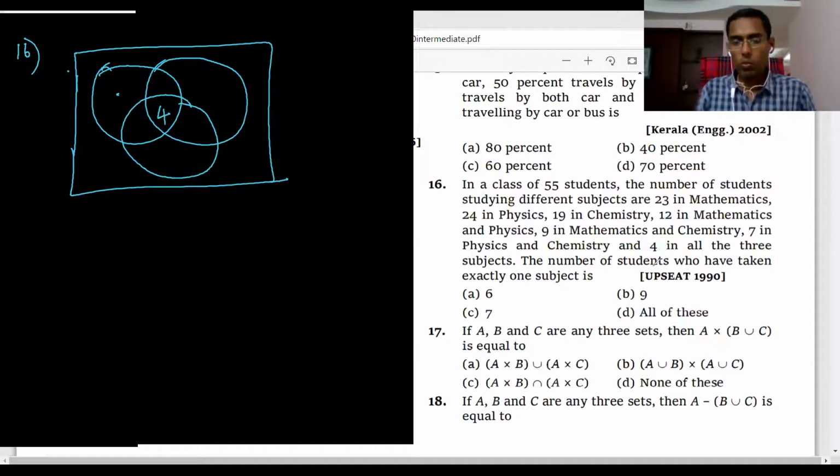So here you see, first thing you should do is take the 4 in all the 3 subjects.